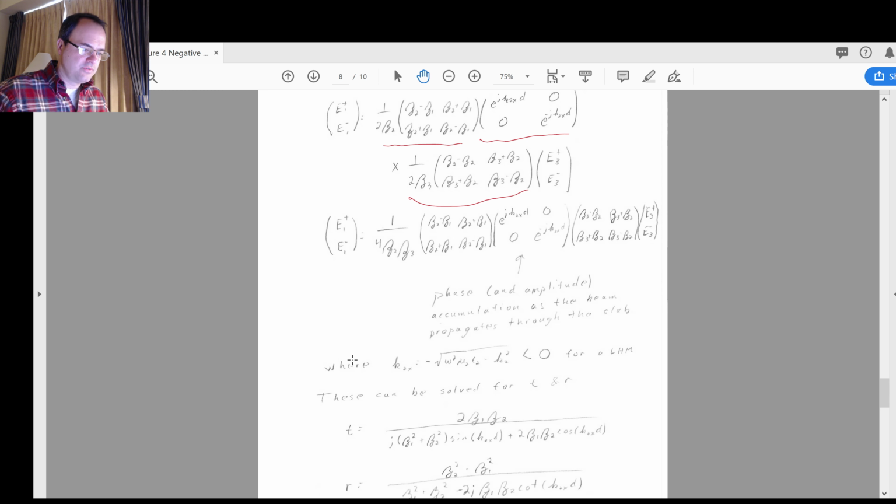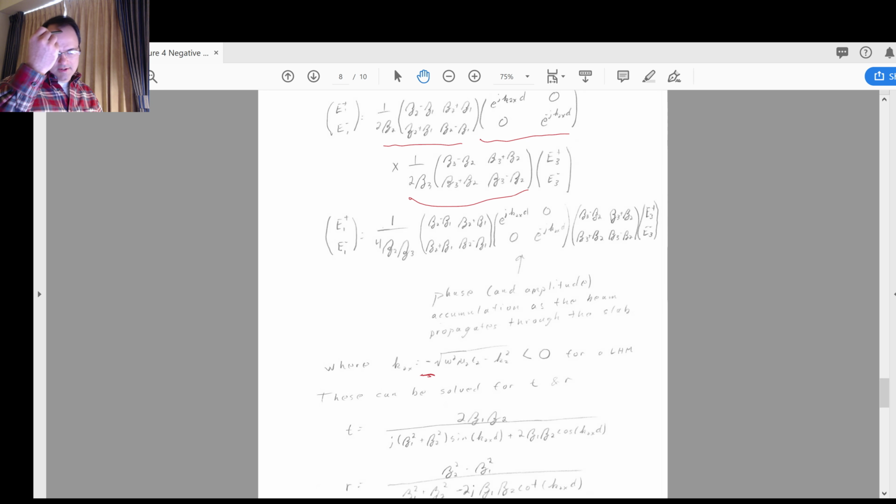And this is true regardless of what K is. We haven't said anything about K yet. It could be positive, it could be negative, it could be real, it can be imaginary. But we know from the prior lectures that K for metamaterial is going to be negative.